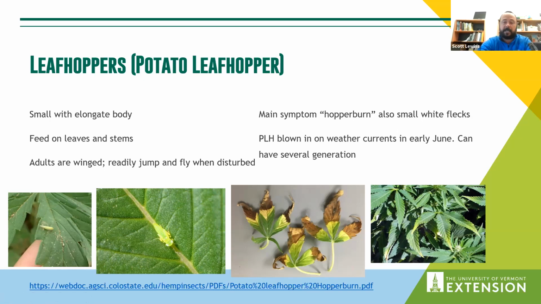And if you're seeing that damage, if you're seeing the hopper burn, it's too late. Because as they're sucking the life out of your plants, they're also injecting saliva, and that saliva has enzymes that lead to cell death. So if you're seeing these curled, crunchy leaves, the saliva is already in there, your cells are already dying. All it does, just like with aphids, is reduce plant vigor.